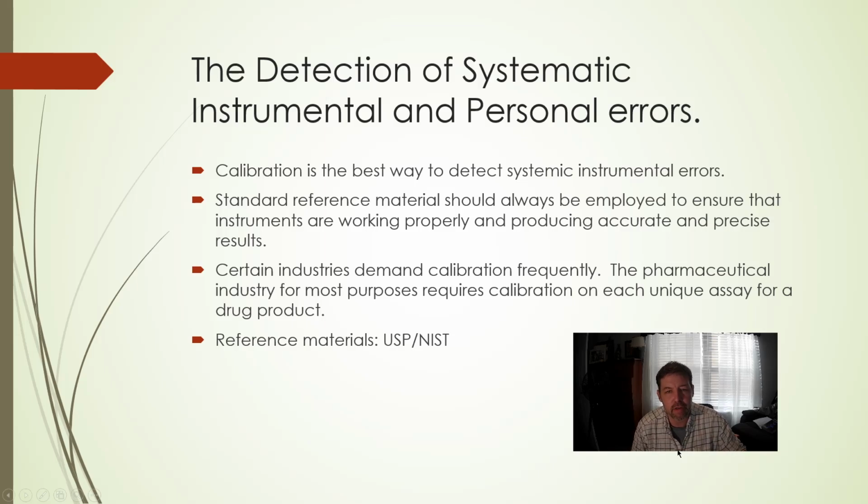Detection of systemic errors, instrumental and personal errors. Calibration is the best way to detect systemic instrumental errors. So calibrate your instruments every day, every time you use them in most cases. Standard reference materials should always be employed to ensure that instruments are working properly and producing accurate and precise results.